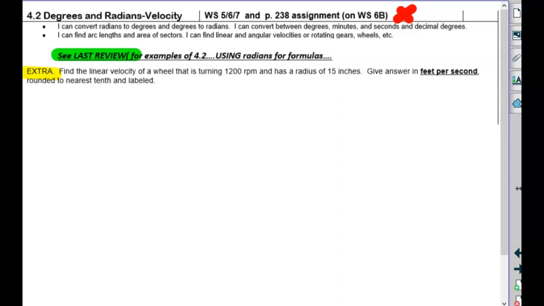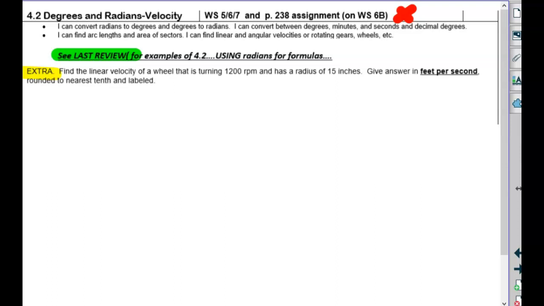What's the thing everybody got wrong? Anybody get one wrong on 4.2 that you remember? Sometimes you're given degrees. Can you leave things in degrees to use those formulas on your reference sheets? No, they have to be in radians. The formulas only work if you're in radians. So if I give you degrees, you have to multiply by pi over 180. Or if I give you, like on this one, revolutions per minute, and it wants feet per second.